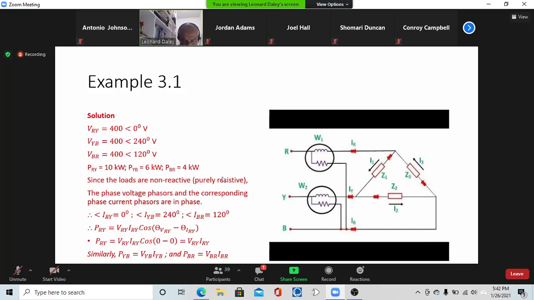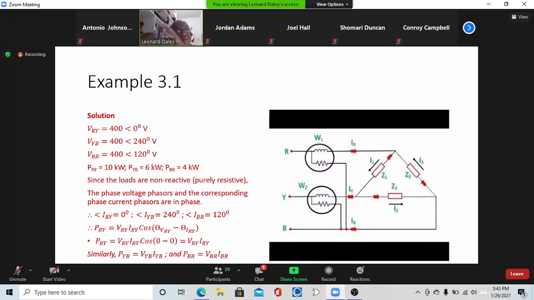Now, for a purely resistive load, this is something that you need to know too, and always bear in mind. For a purely resistive load, the voltage phasor and the current phasor are in phase. Everybody clear? For a purely resistive load, the voltage phasor would be in phase with its corresponding current phasor.